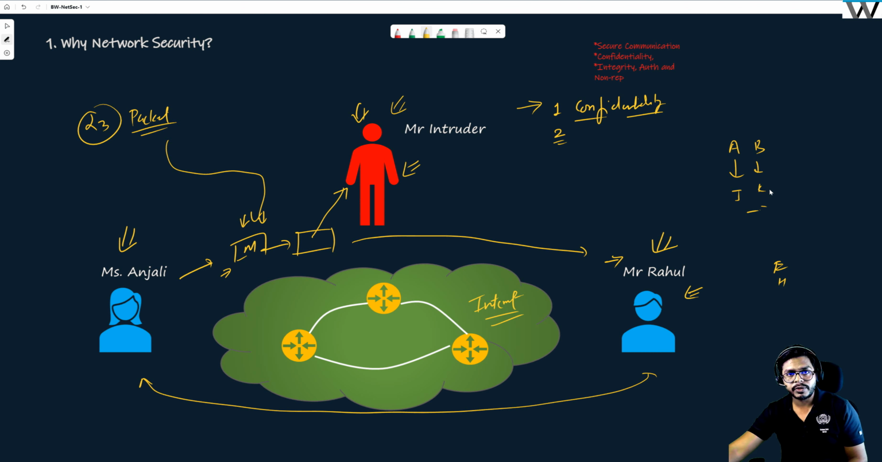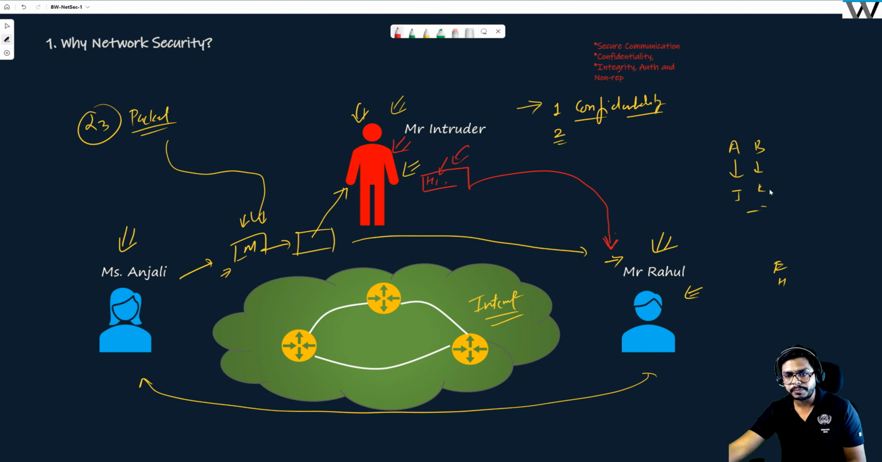Although this guy, Mr. Intruder, can get these messages and cannot get any information out of this message, of course, this guy can change this message, right? Suppose Anjali is saying, hi, how are you? And this guy is totally changing it with any other random number. Now this message has reached Mr. Rahul. Mr. Rahul knows the rule.